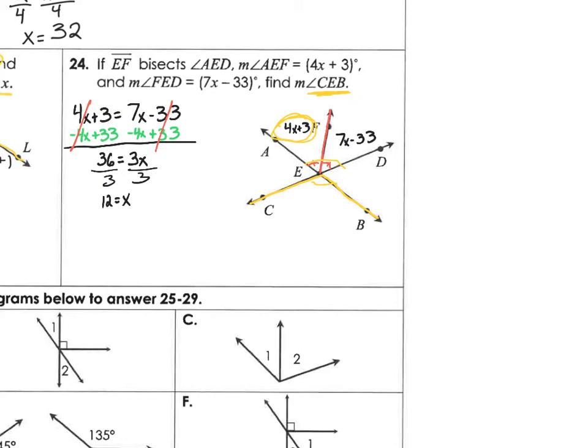So we'll do 4 times 12. Okay, what's that give us? Good. So if we do 51 times 2, that gives us 102 degrees. Very good.